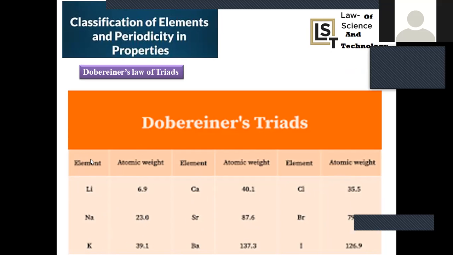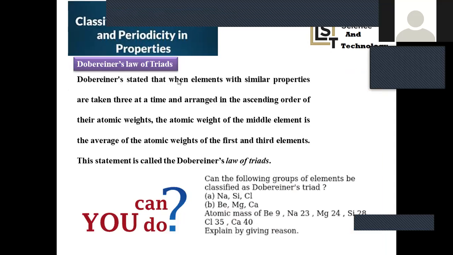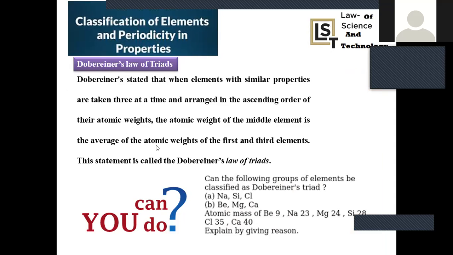So these three elements are one triad, these three elements the second triad, these three elements the third triad. This assumption was given as Dobereiner's law of triads. Dobereiner stated that elements with similar properties are taken into a triad system and arranged in ascending order of their atomic weights.